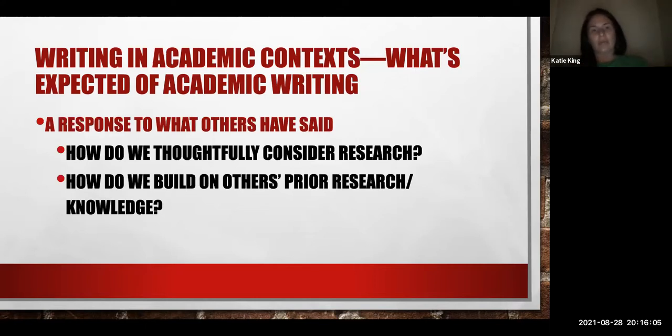We also have to think about responding to what others have said, right? Which means research. And don't worry, we are on day one, tip of the iceberg, precipice of research. We don't need to know all the research today. Sorry if you can hear my 5-year-old neighbors outside. Speaking of 5-year-olds, they're all screaming like wild animals. So how do we thoughtfully consider research? And how do we build on other people's research and prior knowledge? Again, use your toolbox and answer that question.